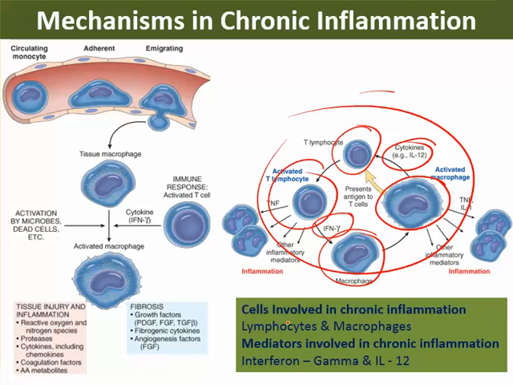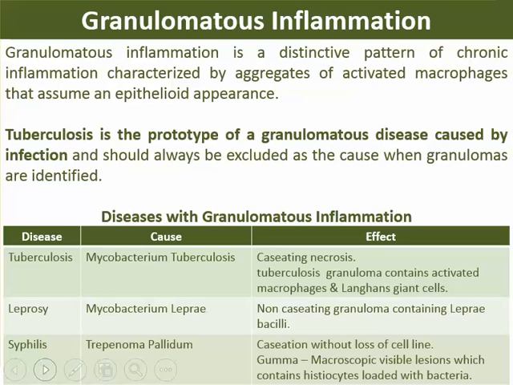So the cells involved in chronic inflammation are lymphocyte and macrophage. The mediators, the chemical substances involved in chronic inflammation, are interferon gamma and IL-12. So now coming to the granulomatous inflammation.